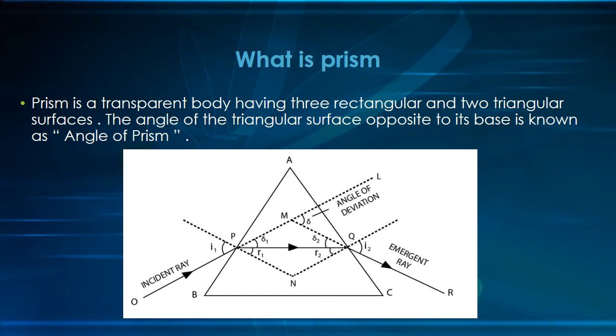The incident ray PQ makes an angle of incidence i, and r is the corresponding angle of refraction in the prism. According to the law of refraction, n is equal to sin i upon sin r. Sin i stands for the incident ray and sin r stands for the refracted ray, where n is the refractive index of the prism.